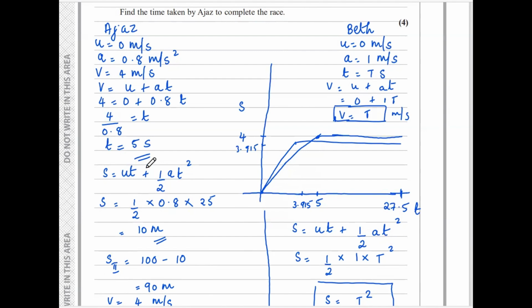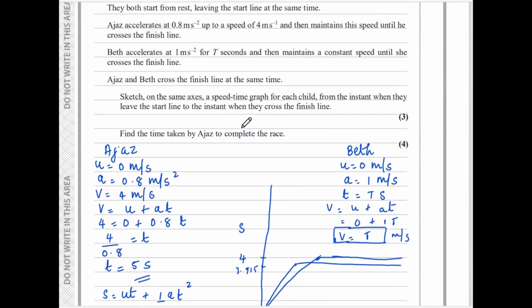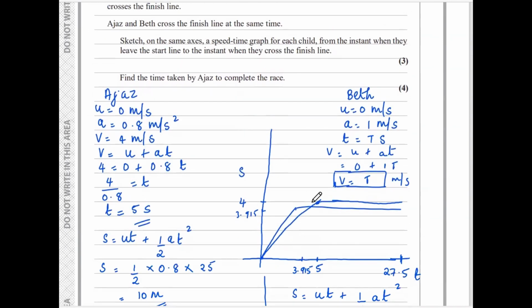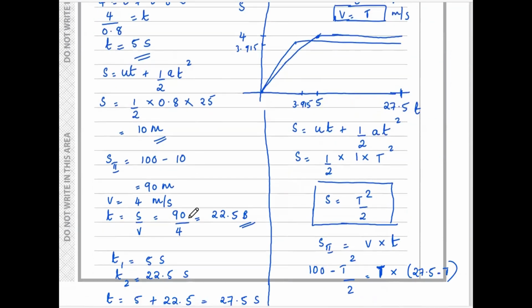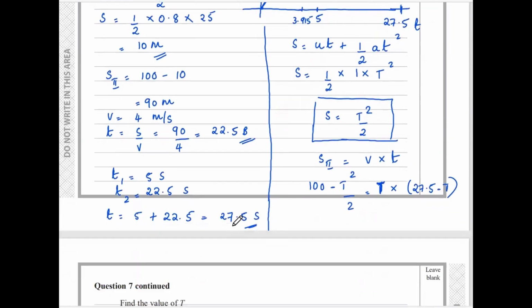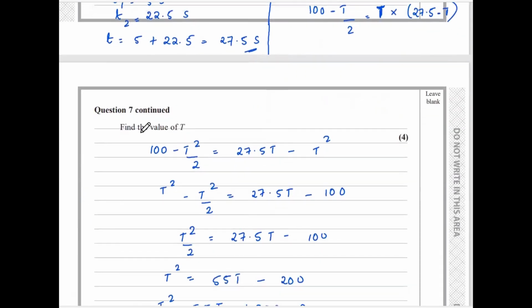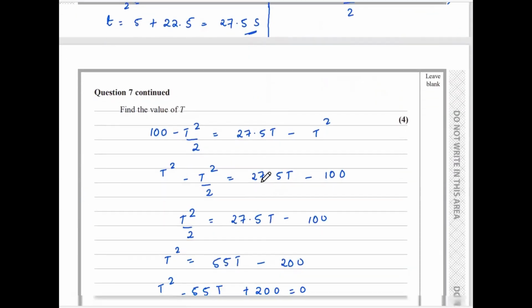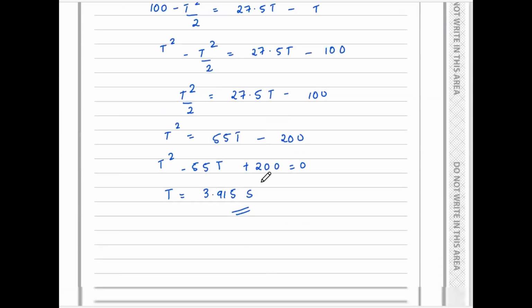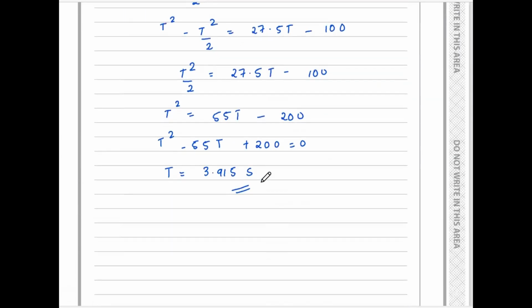The first part was to sketch on the same axis the speed time graph for each child. That is done. Then find the time taken by Ajas to complete the race. We already got the answer as 27.5 seconds. And then the third part was to find the value of t. We found the value of t as well. We got it as 3.915 seconds.